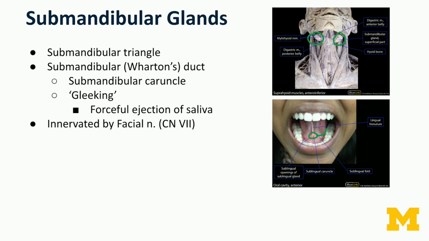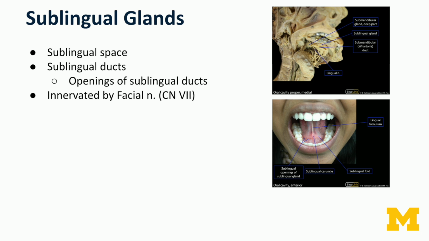The nerves that serve the submandibular glands, that provide the preganglionic parasympathetic fibers to the submandibular glands, are from the facial nerve, cranial nerve 7. Also served by the facial nerve, cranial nerve 7, are the sublingual glands. The sublingual glands get their name because they're found in the sublingual space.